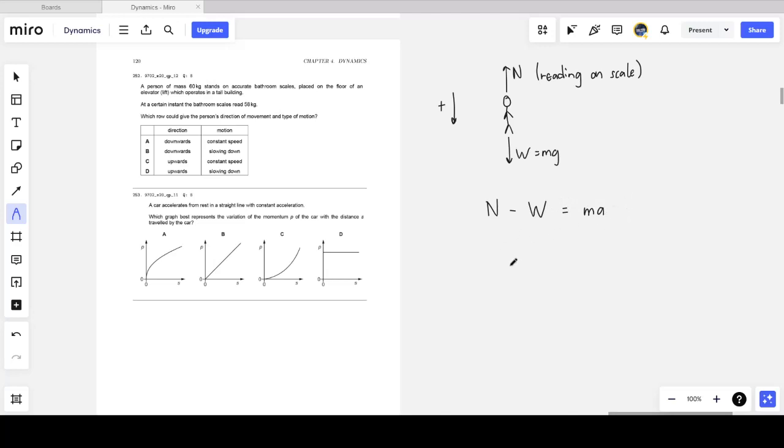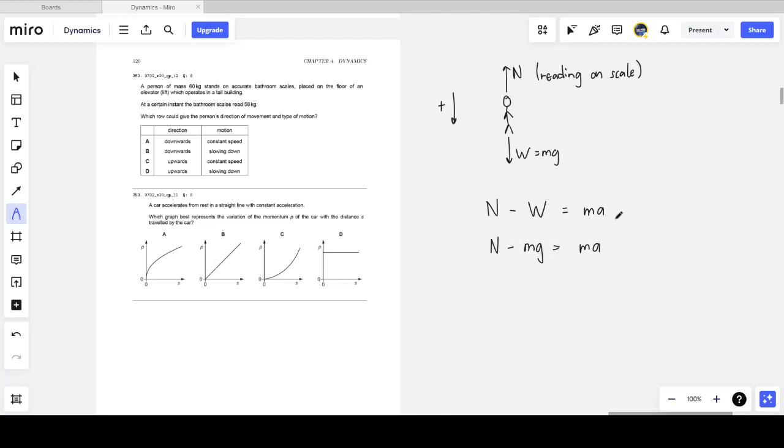Okay, so immediately we can see that the speed of this person is not going to be constant. So we can eliminate A and C. We still have B and D though. Now, is the person moving upward or are they moving downward? But we can also write this N minus mg equal to ma.